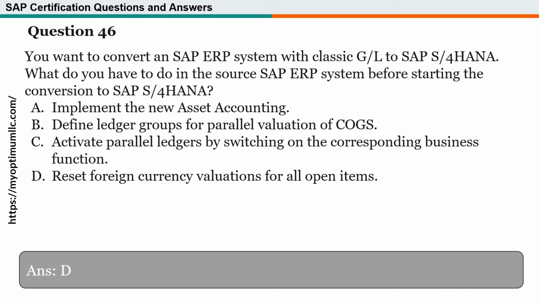Question 46. You want to convert an SAP ERP system with classic G/L to SAP S/4HANA. What do you have to do in the source SAP ERP system before starting the conversion to SAP S/4HANA? A. Implement the new asset accounting. B. Define ledger groups for parallel valuation of COGS. C. Activate parallel ledgers by switching on the corresponding business function. D. Reset foreign currency valuations for all open items.